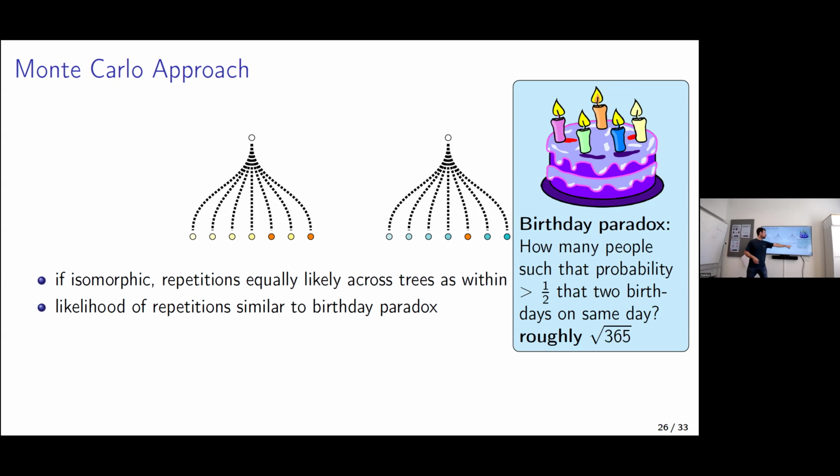And the answer is roughly the square root of 360. And the analogy here is that the people are the random walks we explore, two birthdays on the same day is whether we have equally colored leaves, and days in the year is the size of the entire tree that we're probing. I should also mention that this is a worst case assumption regarding the probability distribution of these birthdays.